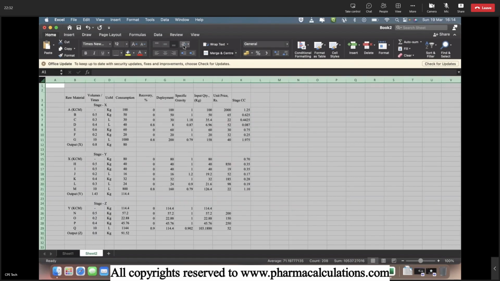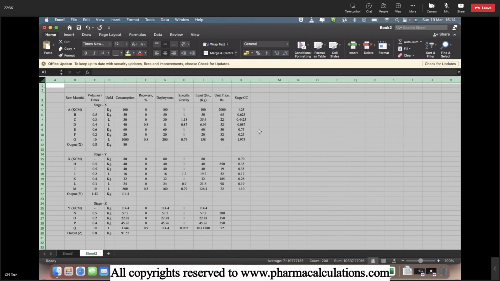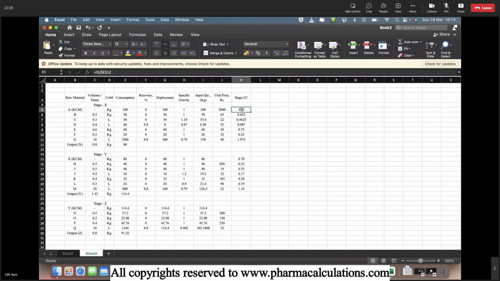Just do one thing, let's arrange this alignment. And coming to here, this is going to be the same thing for state CC. Just apply dollar to the output and just drag it. So the state CC is done.